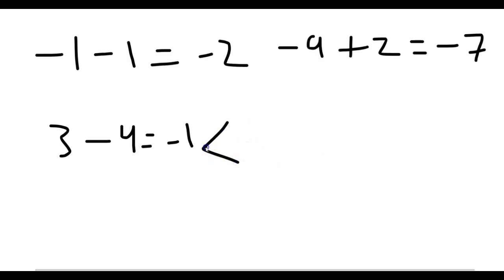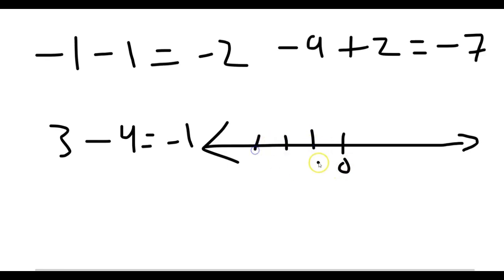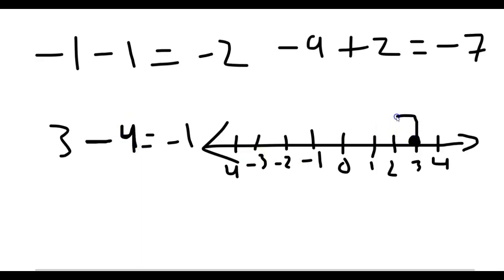We can also set up a number line. So -1, -2, -3, and then 1, 2, 3, 4, and then I'll add 4 here. So in this problem, we started at 3, right here. And then we're subtracting 4. So 1, 2, 3, 4. And then we get here at -1.